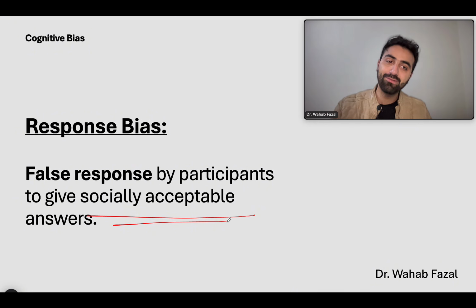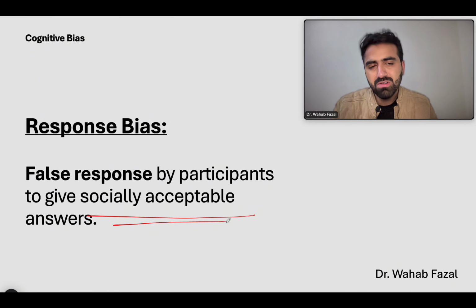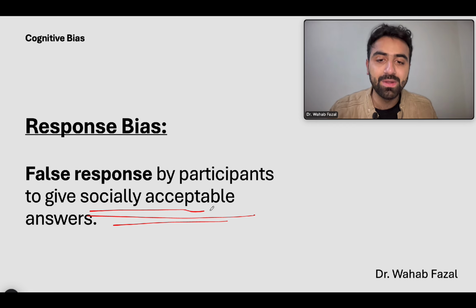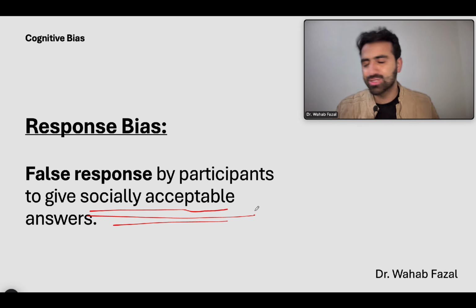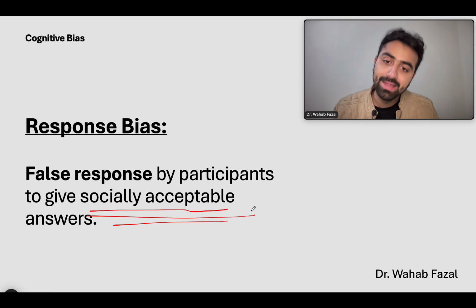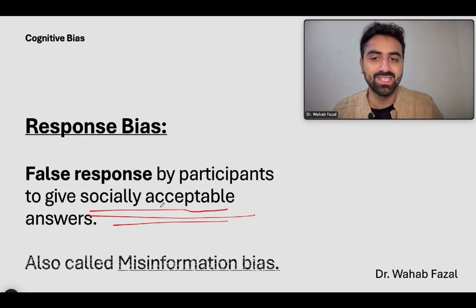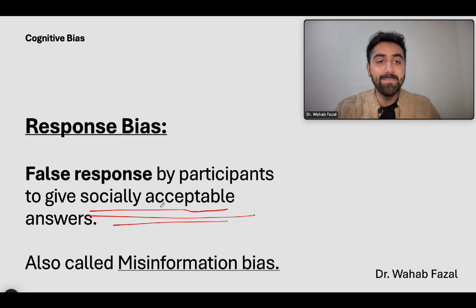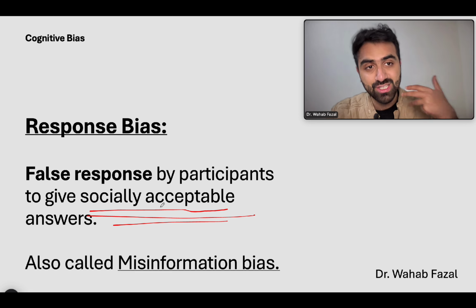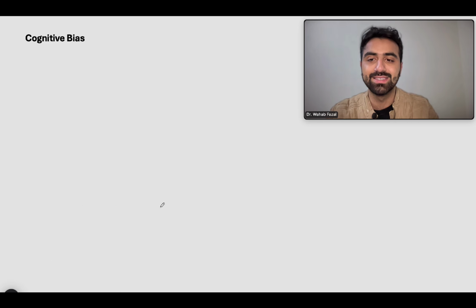You ask a doctor if they have a lot of coffee and they'll say, no, maybe, I don't know, because it's not socially acceptable to say, I have a lot of coffee, but they actually do. They're giving a false answer. They're giving a socially acceptable answer. You ask them if they exercise or not. Most of them don't. I know it personally, but they'll tell you, I try to work out, but they don't. That is the socially acceptable answer. It's a false response. This is also sometimes known as misinformation bias because the participant's response to the questions is wrong. They're giving false information to give socially acceptable answers.